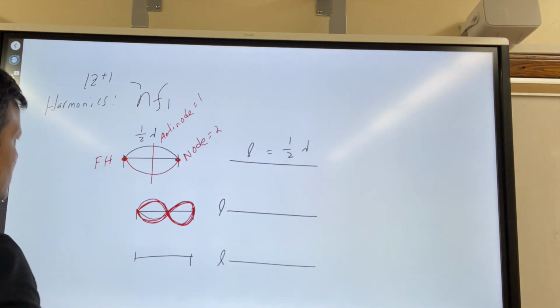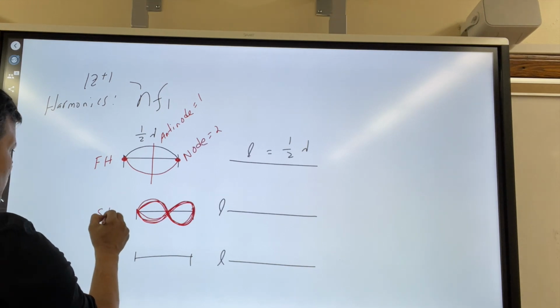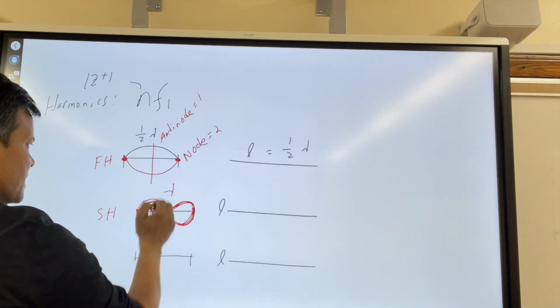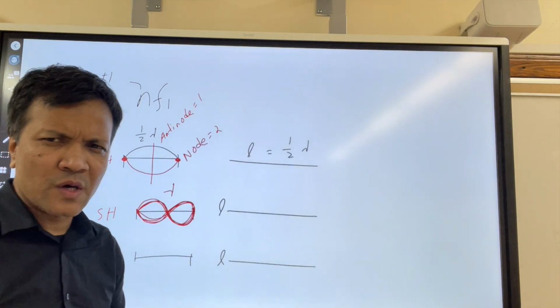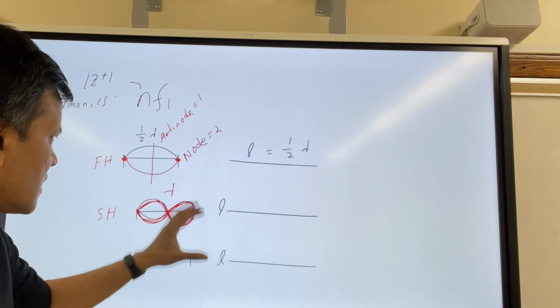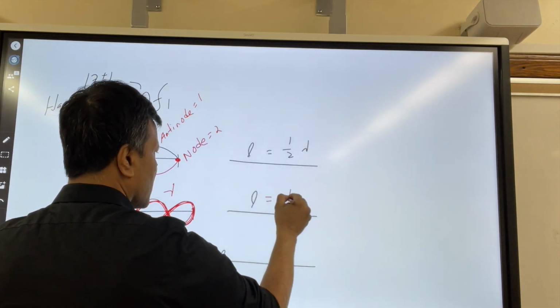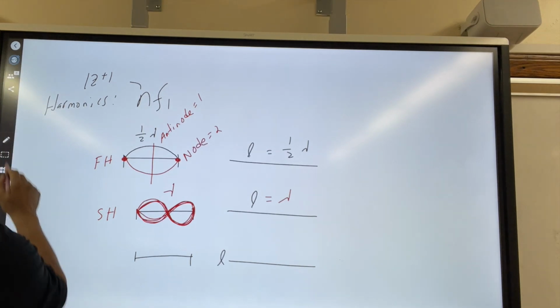Okay, good. Now here, this is the second harmonic. What makes it the second harmonic? 2 loops. Good. L equals lambda. Why lambda? Because it's just 1 wavelength, two half wavelengths. So L is equal to, what are you going to say? Lambda. Good.